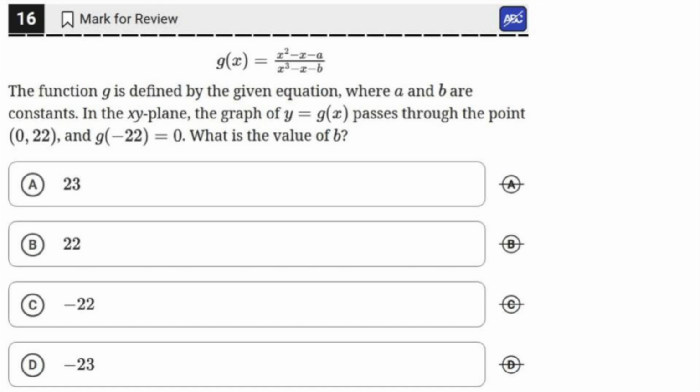The function g is defined by the given equation where a and b are constants. In the xy plane, the graph of y equals g of x passes through the point (0, 22), and g of negative 22 equals 0. What is the value of b? They essentially give us 2 points, (0, 22) and (negative 22, 0).